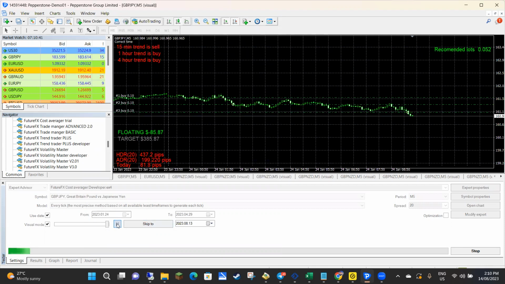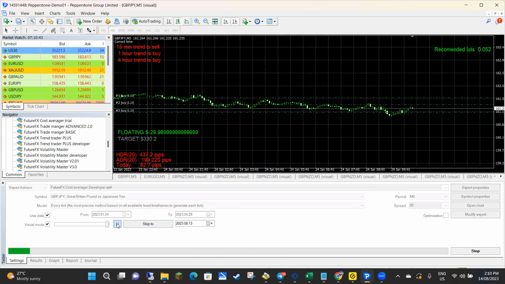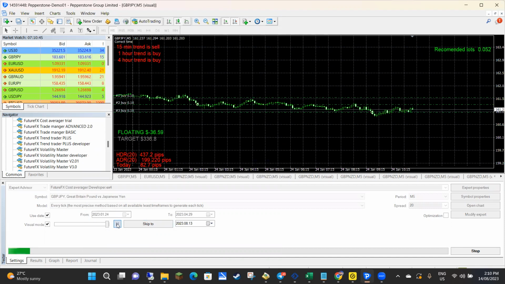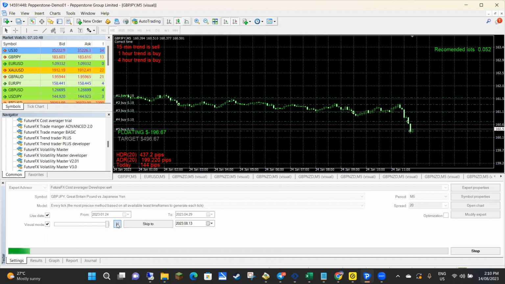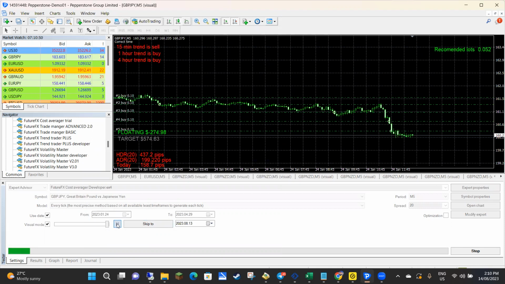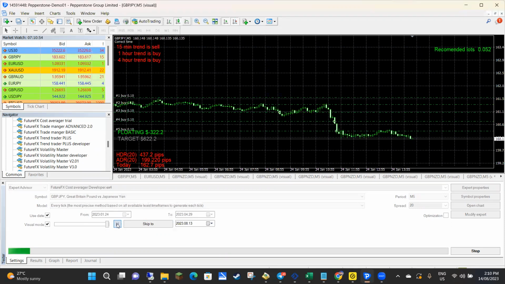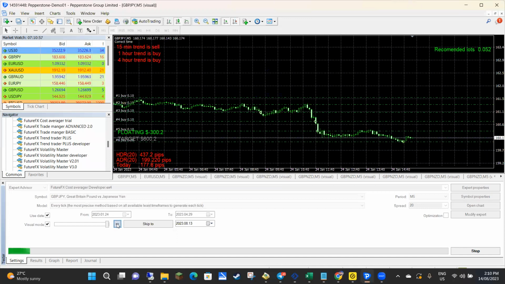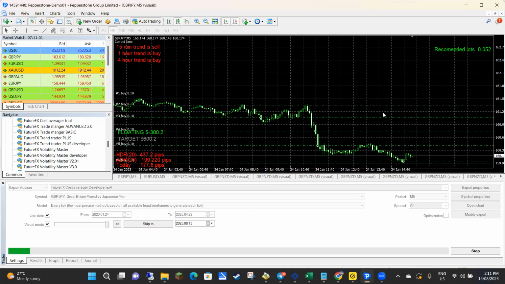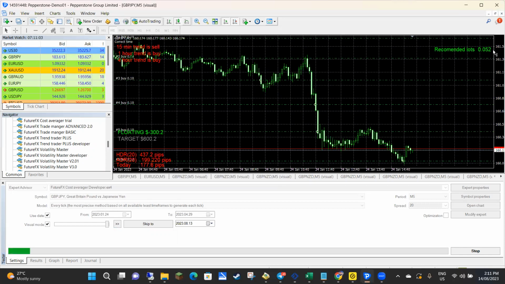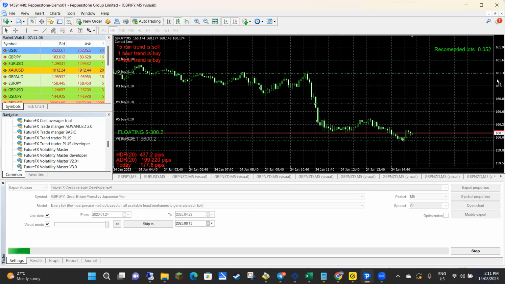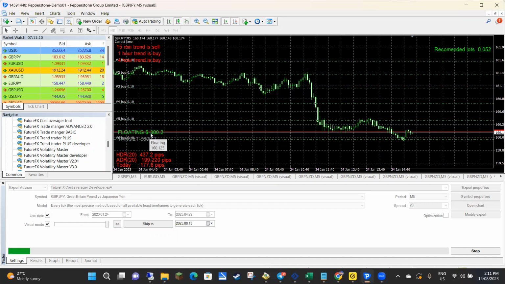Two trades open, 3, 4, 5, and 6 trades. I just had to find somewhere worth sharing to show you this. So we have 6 trades open. So we're actually in $300 worth of drawdown.